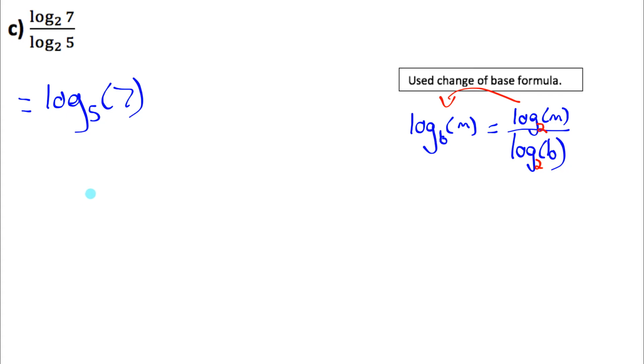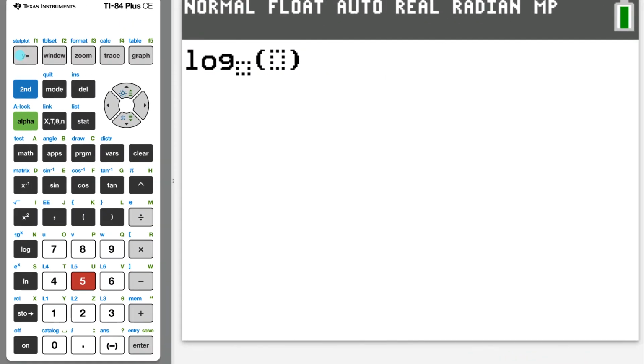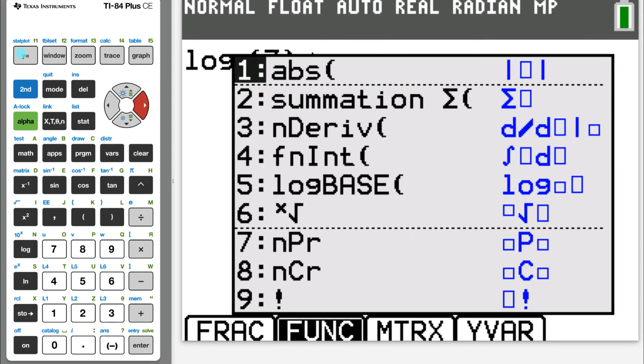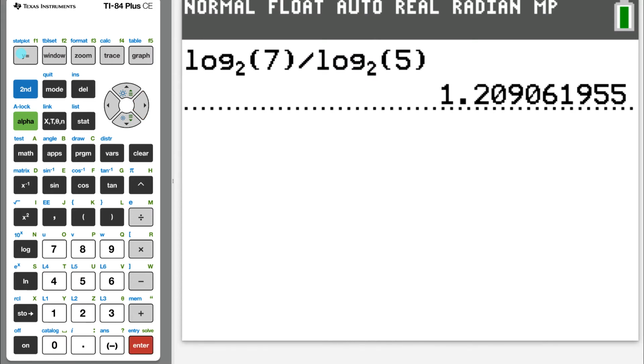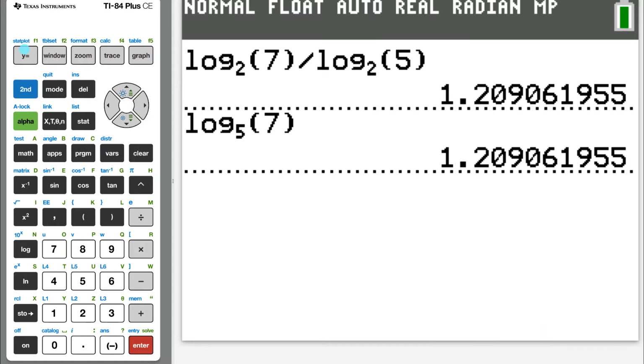Let me just show you in a calculator that what I've done is equivalent. So in the question, it was log base 2 of 7 divided by log base 2 of 5, which is equal to this. And I've said that's equal to log base 5 of 7. And it is. And let me just prove to you that it doesn't matter what the base of those two logs are. All that matters is that they are the same number.